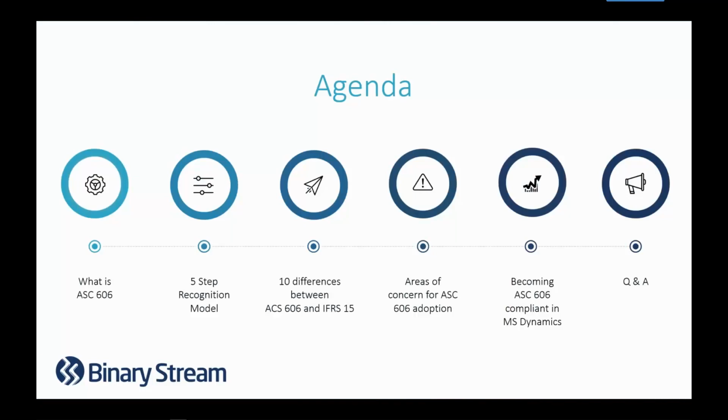And then for the agenda, we're just going to hand it over to Don after this to talk about what is ASC 606, the 5-step recognition model associated with it, the differences between ASC 606 and IFRS 15. So ASC 606 is obviously more of a North American and American standard, where IFRS 15 is more worldwide. They're very similar, but there are a few differences that you may want to be aware of if you do have entities or business units in other parts of the world. That could be something that is a concern for you.